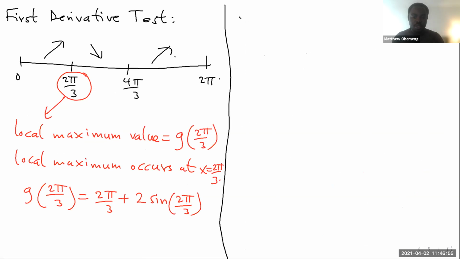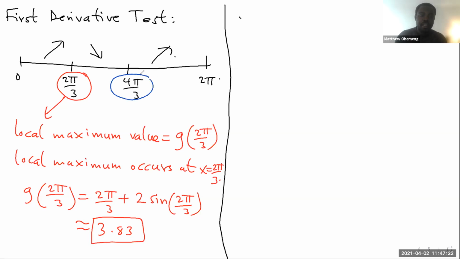So I think that one is approximately 3.83. Let me check. Yes, it's 3.83. So this is your local maximum value, and it occurs at 2 pi on 3. Now, once again, let's look at this other one.